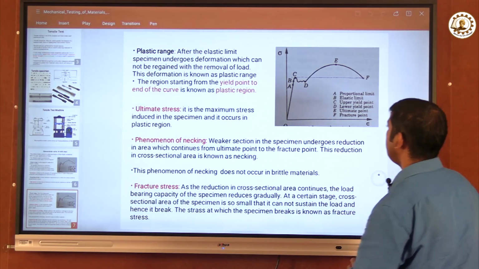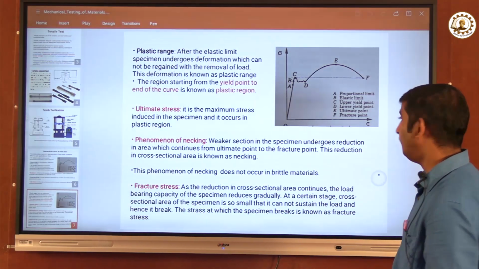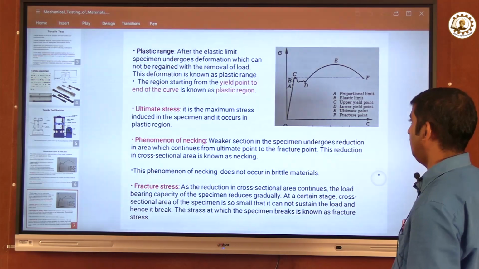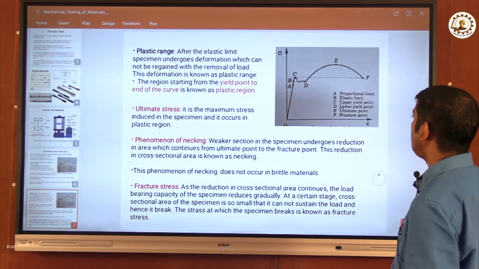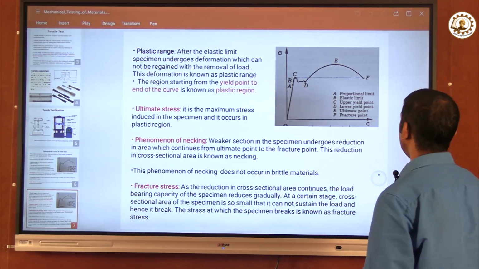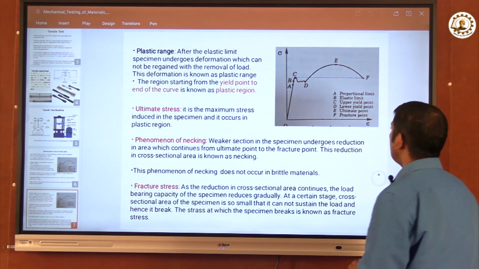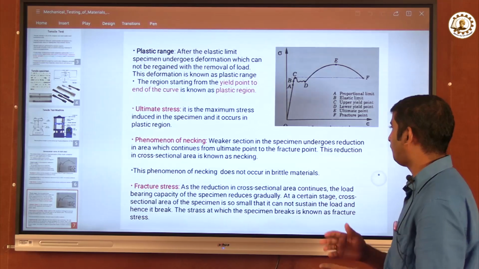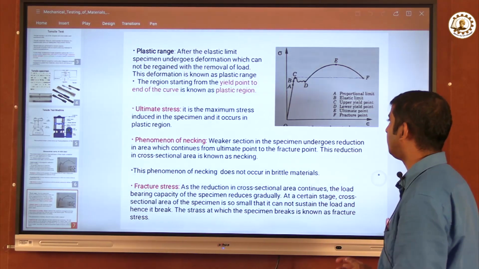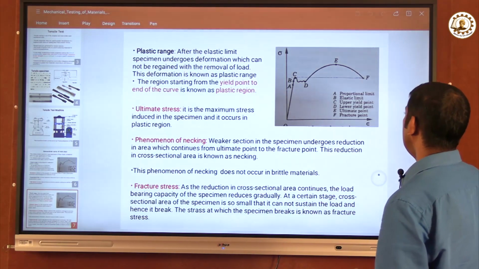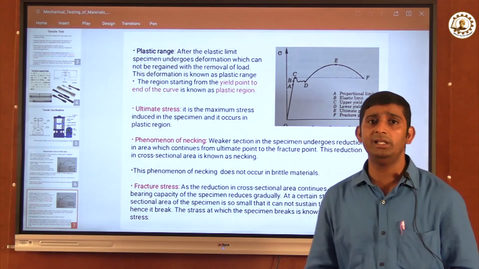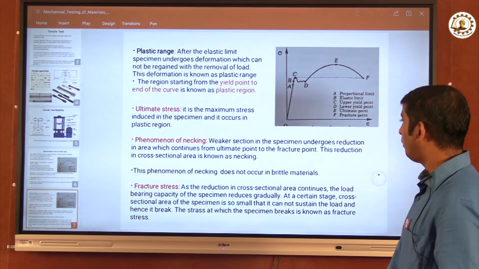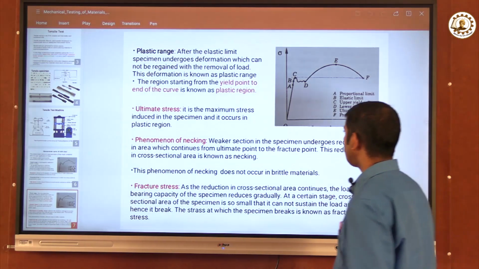During the tensile test, the weaker section in the specimen undergoes reduction in the cross-sectional area, which continues from the ultimate point, that means from the point E to the fracture point. This reduction in cross-sectional area of the specimen is known as necking, and this phenomenon only occurs in ductile materials. The phenomenon of necking does not occur in brittle materials.